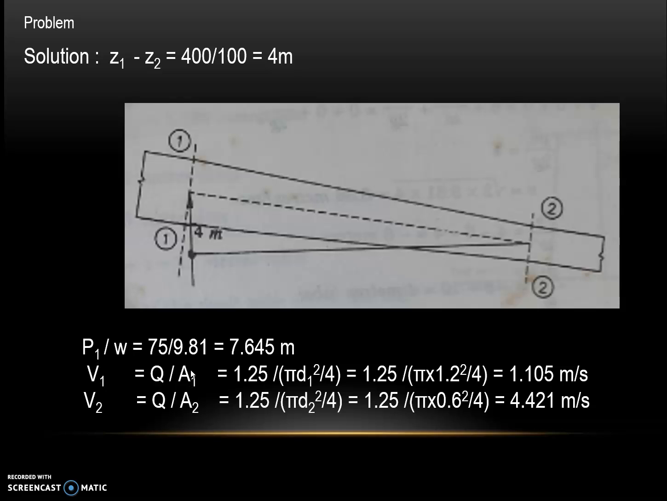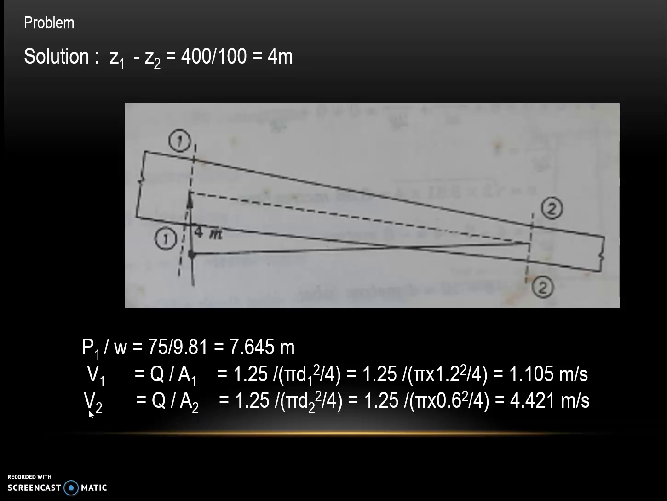Now we will find out what is V1. V1 is equal to Q divided by A1. Q is given as 1.25, area is pi by 4 D1 square, D1 is 1.2. So when we substitute all the values, we get V1 as 1.105 meter per second.